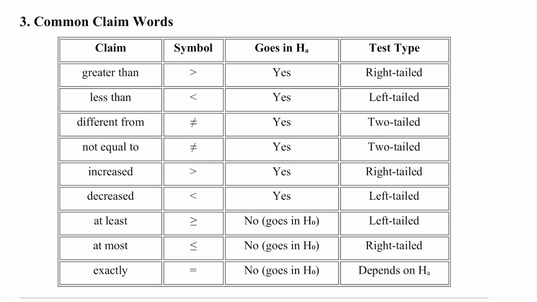On the other hand, phrases like at least, at most, or exactly all include an equal sign, so they belong in the null hypothesis, not the alternative hypothesis. Don't worry about memorizing every phrase. As we work through examples in the next video, these patterns will become much more natural.